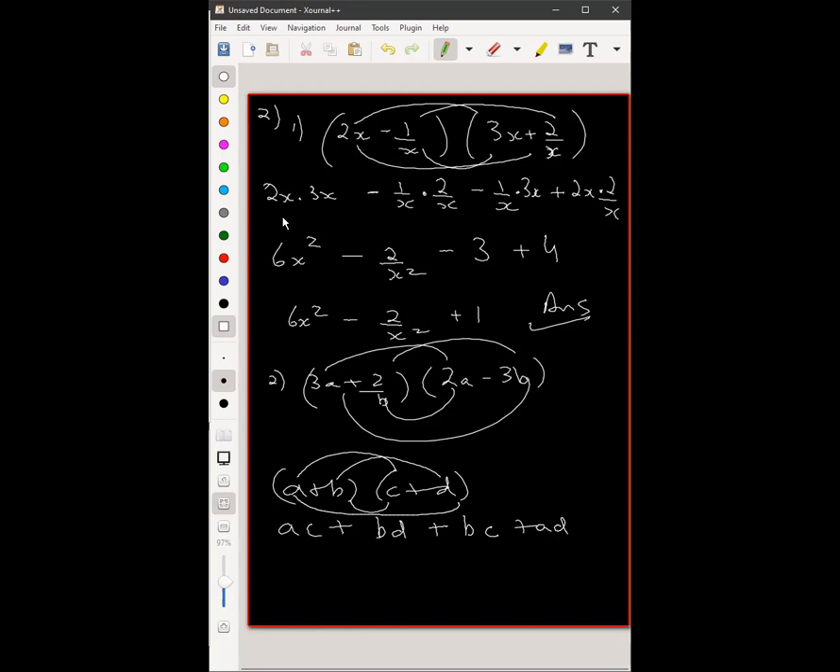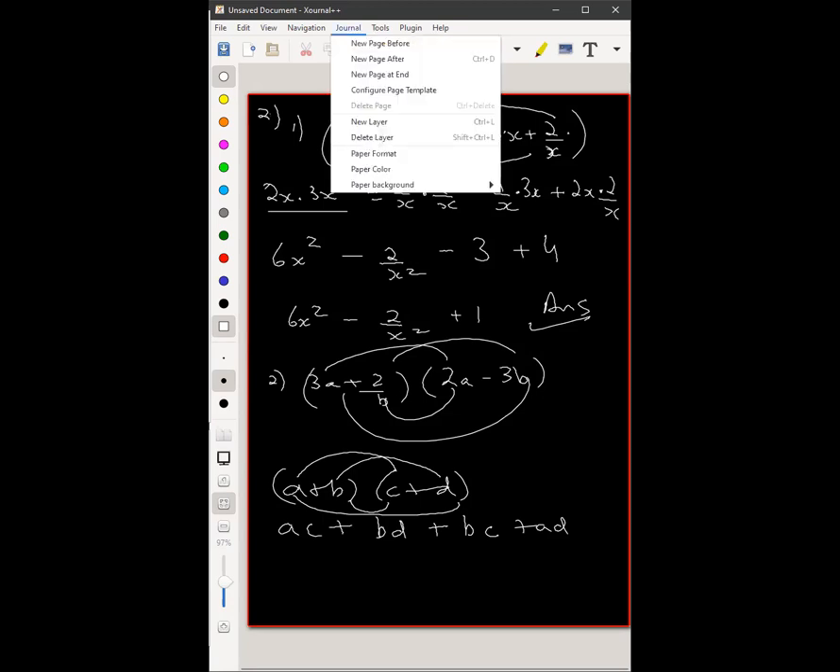So 2x into 3x. Second term into second term is minus of 1 by x into 2 by x. Combine the inners: minus of 1 by x into 3x. Combine the outers: 2x into 2 by x. And just simplify. Okay, let's go to the seventh question.